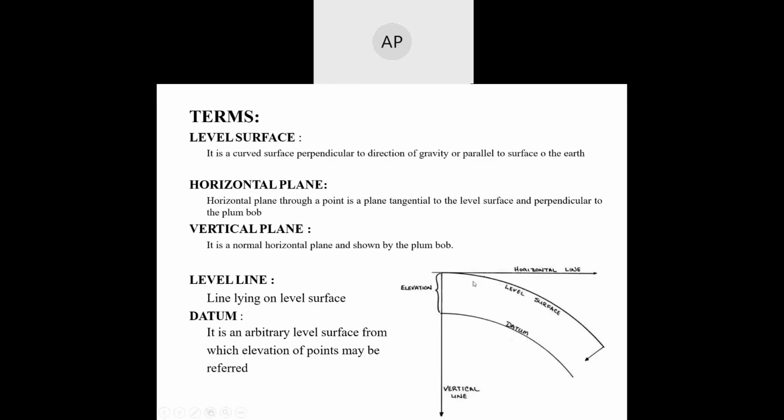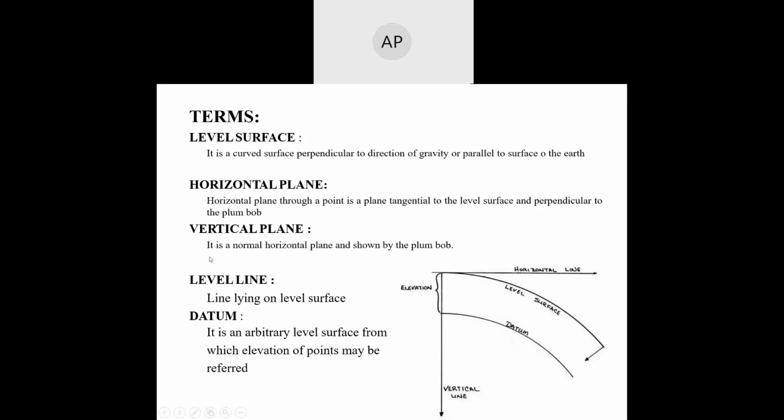Okay, terms. Last class, we discussed these terms: level surface, horizontal plane, vertical plane, level line, and datum. So, what is a level surface? It is a curved surface which is perpendicular to gravity or parallel to the surface of the earth. And a horizontal plane through a point is a plane tangential to the level surface and perpendicular to the plumb bob.